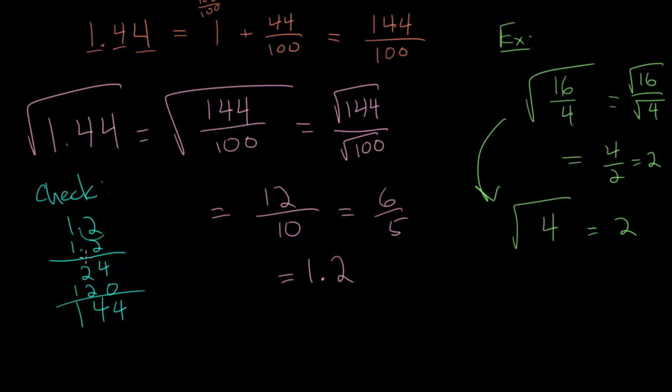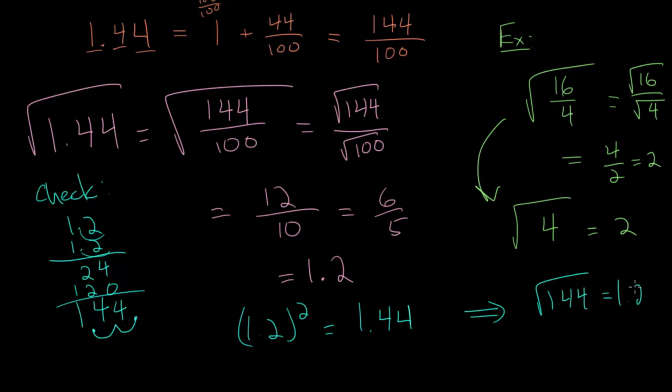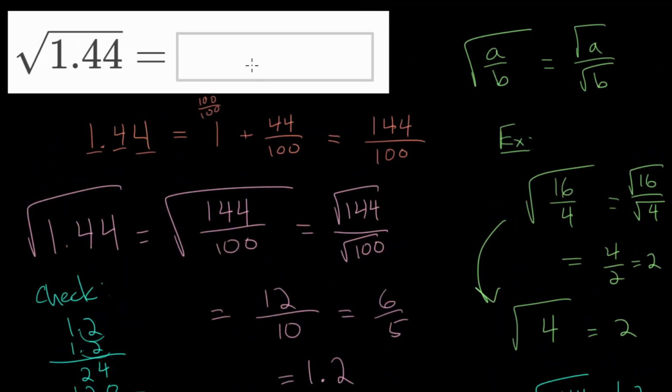And then there are 2 decimal places in the original product, so we carry out this final answer. We move this decimal 2 places over. And we now confirm that 1.2 squared is 1.44, meaning that we have proven that the square root of 1.44 is in fact 1.2. So in our box here, we can put 1.2 as our final answer.